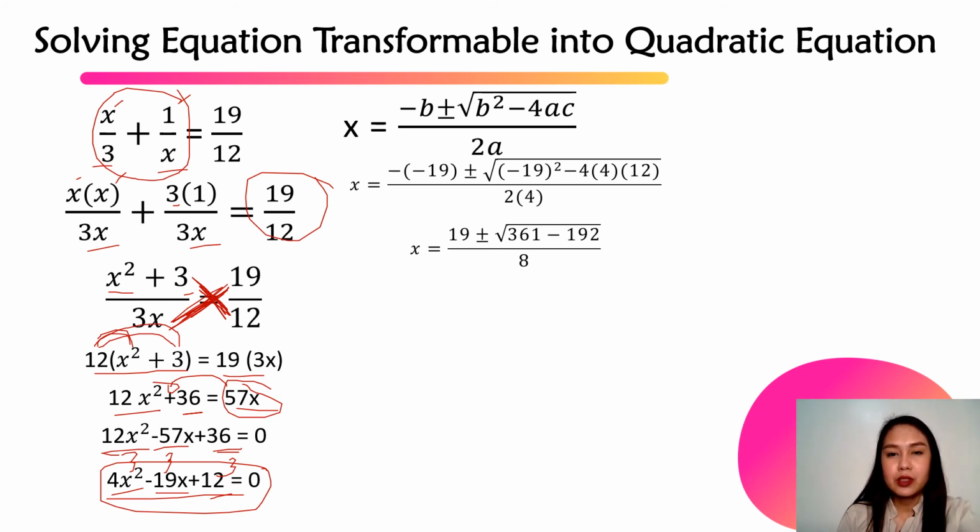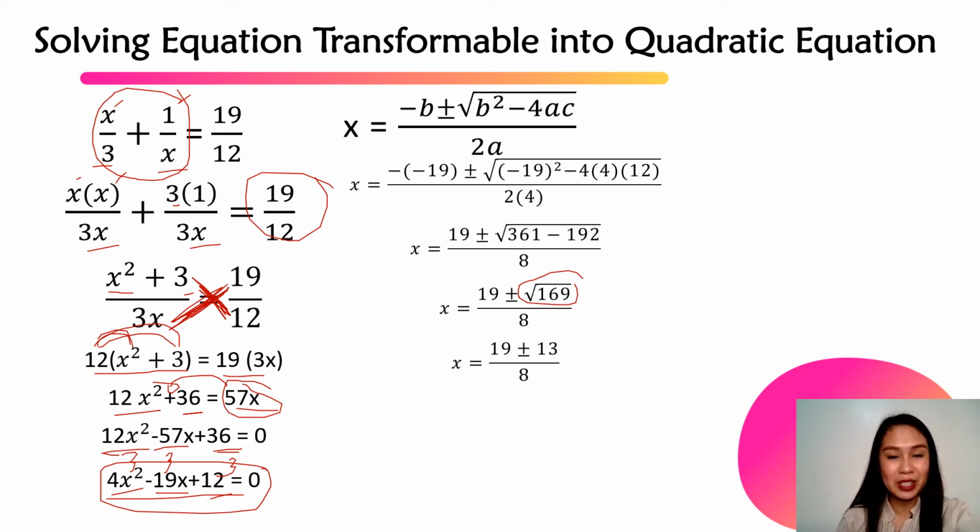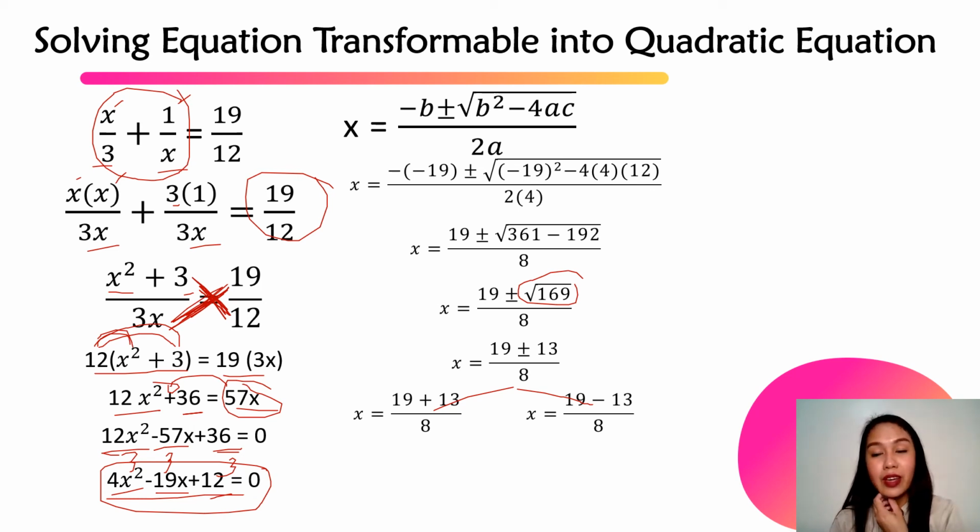Applying subtraction here, we'll have 19 plus or minus the square root of 169 over 8. And applying the square root here, that is simplified as 13. So 19 plus or minus 13 over 8. Now we are ready to get the two values of x or the roots. 19 plus 13 over 8. And for the negative one, 19 minus 13 over 8.